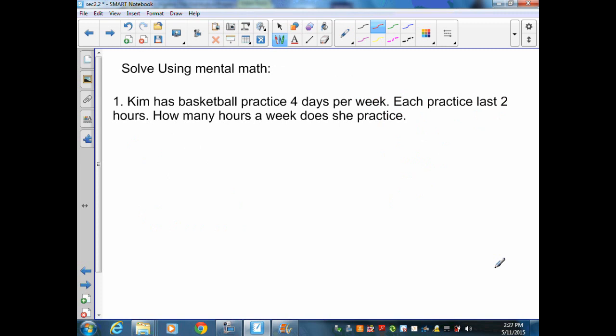In our last example, Kim has basketball practice 4 days per week. Each practice lasts 2 hours. How many hours a week does she practice? 4 days per week, each one at 2 hours. 4 times 2 means she practices 8 hours per week.